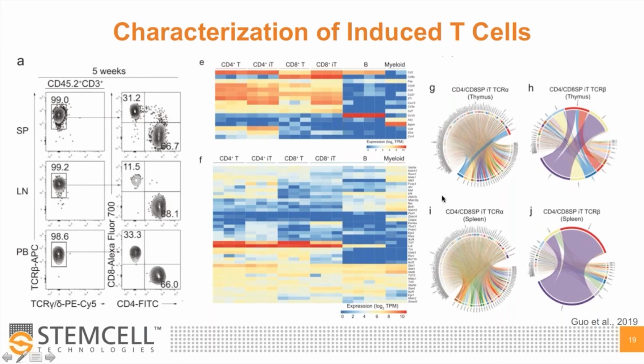They also looked at TCR receptor diversity, looking at thymus and the spleen, looking at a TCR alpha chain, and you can see a diverse rearrangement combination. As you can see by the different colors and different combinations, as well as for the TCR beta chain, as you can see in the thymus and in the spleen again, different diversities.